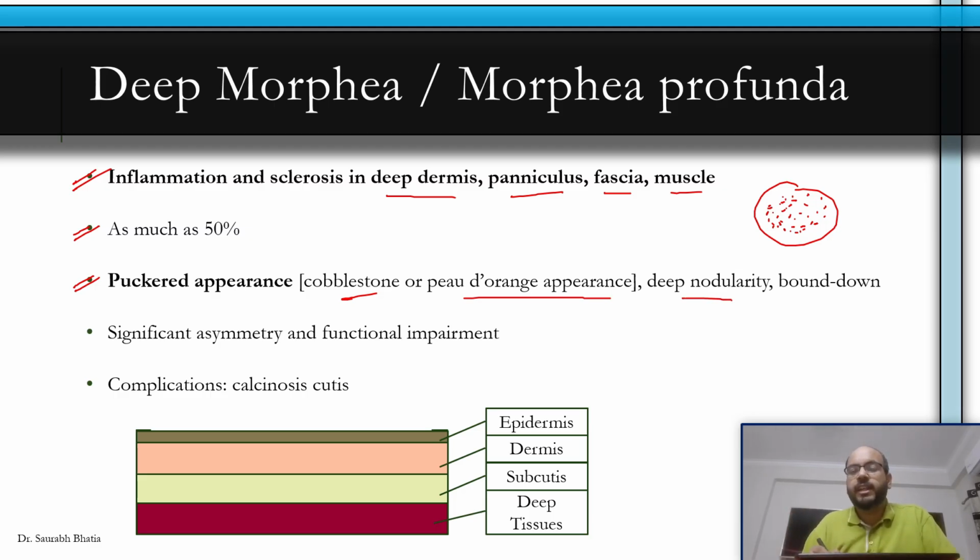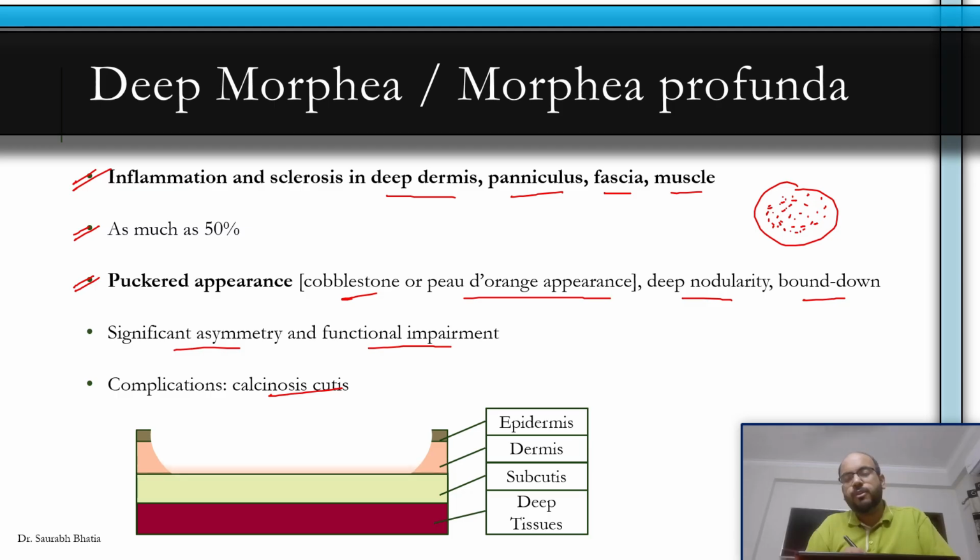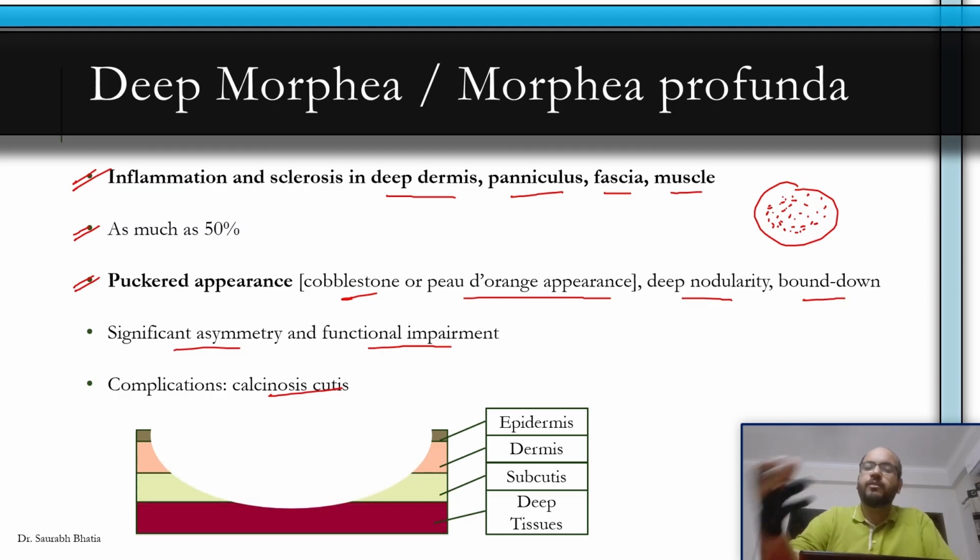It is felt as a deep nodularity with bound down nature of the lesion. There is significant asymmetry and functional impairment because deeper tissues are being involved: fascia, muscles, and even bone can be involved, and because of that, there is significant comorbidity. Complications like calcinosis cutis have been described with deep morphea. Slowly, there is loss of upper tissues, gradually extending deeper to involve the subcutis and deeper tissues. In biopsy also, you will see more sclerosis at the deeper levels involving the deep dermis and the subcutis, extending to the underlying fascia, but we usually don't see fascia and muscles in a biopsy. If we see that, the involvement extends there also.